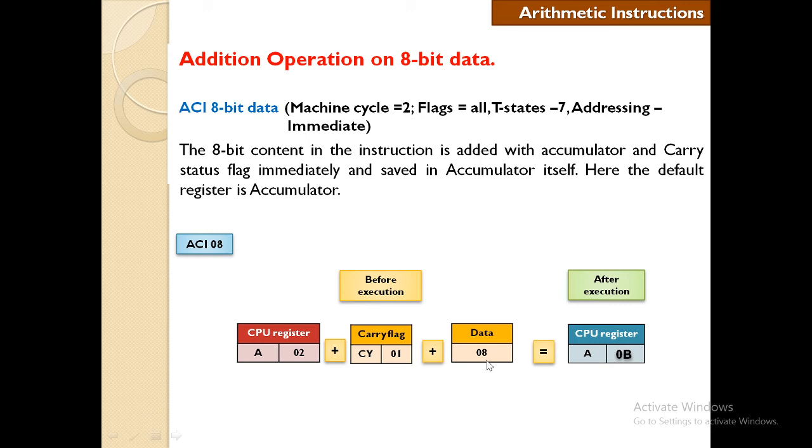Everything is in hex. Please remember, whatever we are discussing here is in hex, so the result will also be in hex. When this gets added, it becomes 11. So 11 is nothing but 0b, which comes after a. 9 in hex is 9, and then 10 is 0a, and 11 is 0b. So the result here is 0b, and it is saved in the accumulator itself.